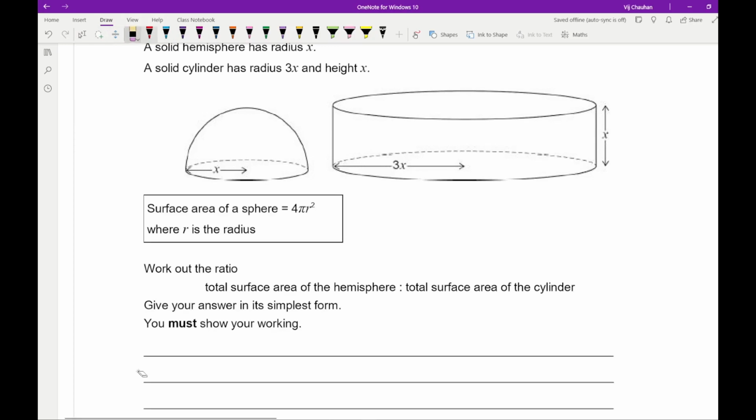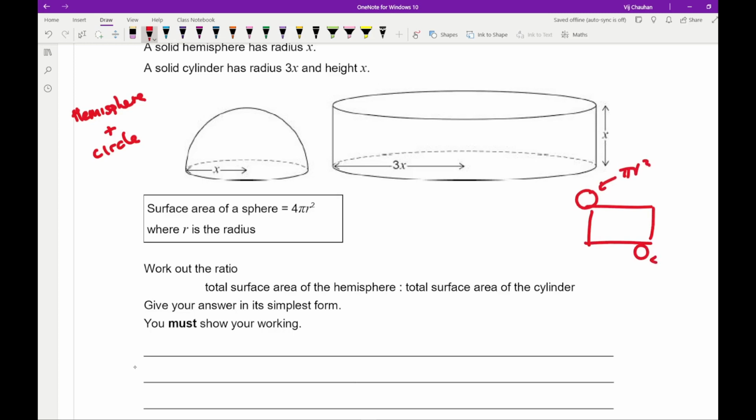Now for the surface area of the hemisphere, let me just write that properly. We've got the hemisphere plus one circle. For the net of a cylinder, that's going to look something like this, where we've got two circles, which is pi r squared, and then for the dimensions of the rectangle, that's going to be the circumference, which is 2 pi r, and this is the height. We know that the sphere formula is 4 pi r squared, but it's a hemisphere, so we need to divide that by 2, and for the circle it's pi r squared.